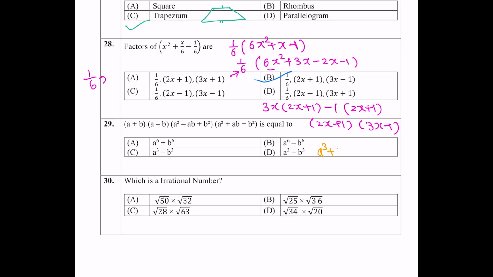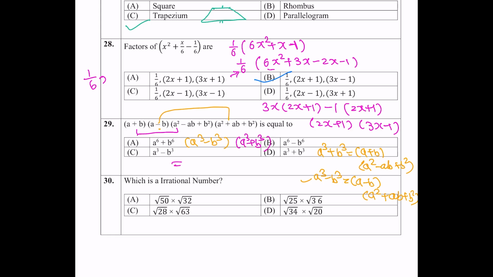a cube plus b cube we can write as a plus b times a square minus ab plus b square. And similarly, a cube minus b cube we can write as a minus b times a square plus ab plus b square. So by combining these quantities we can write a cube minus b cube using this formula. And similarly, by combining a plus b and a square minus ab plus b square we can write this as a cube plus b cube.